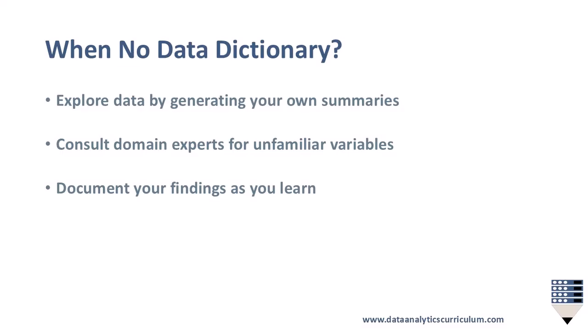Summary. In short, a data dictionary is an essential companion to your dataset. It describes every variable in clear detail, making your analysis easier, faster, and more reliable. When a dictionary is provided, use it. When it's missing, create one as you go.